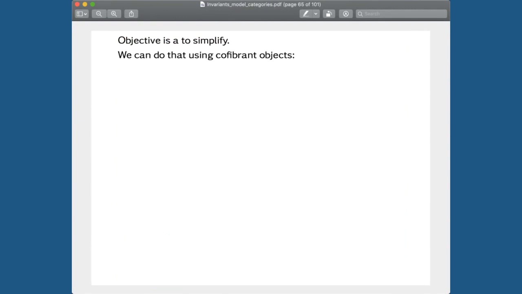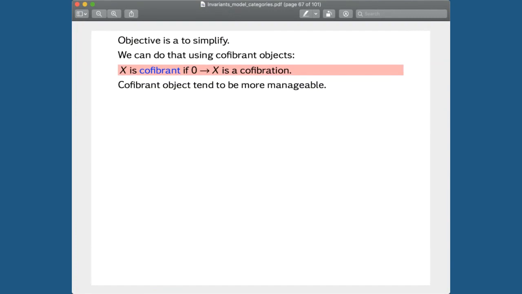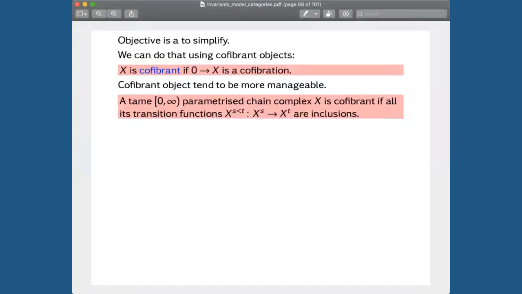cofibrant object. So what is a cofibrant object? Those are objects x for which the map from the initial object, or zero object, to x is a cofibration. In homotopy theory this is a typical approach, the truth being that cofibrant objects tend to be more manageable and possibly describable. So for example, a tame parameterized chain complex is cofibrant if all its transition functions are inclusions. That means that cofibrant tame parameterized chain complexes are the same as filtrations of chain complexes.